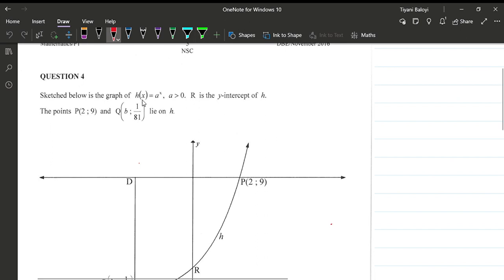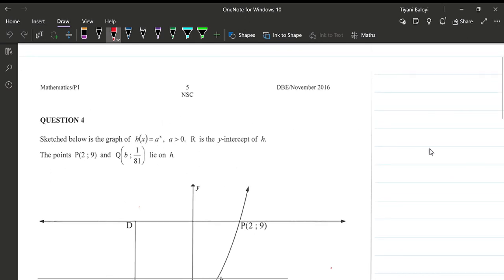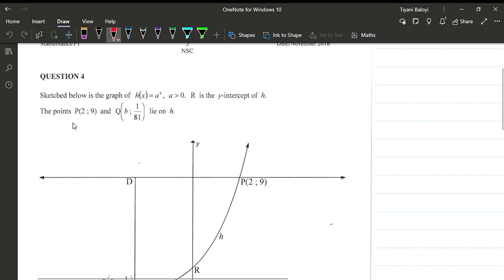So let's start with this question 4. It says that sketched below is the graph of h of x, which is equal to a to the power x, a is greater than 0. R is the y-intercept of h. The points P(2; 9) and Q(b; 1/9) lie on h.